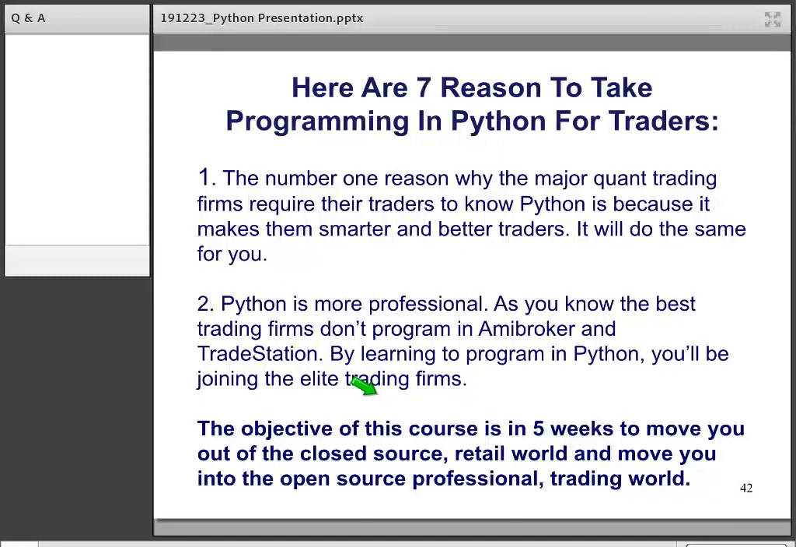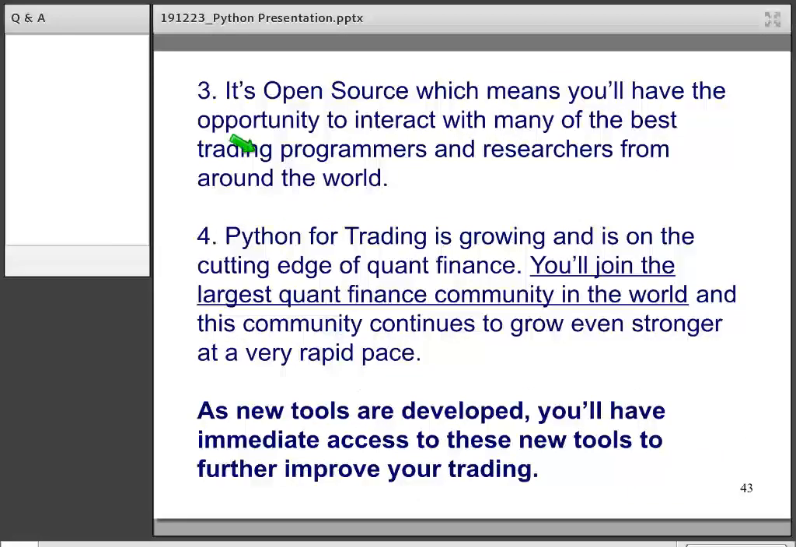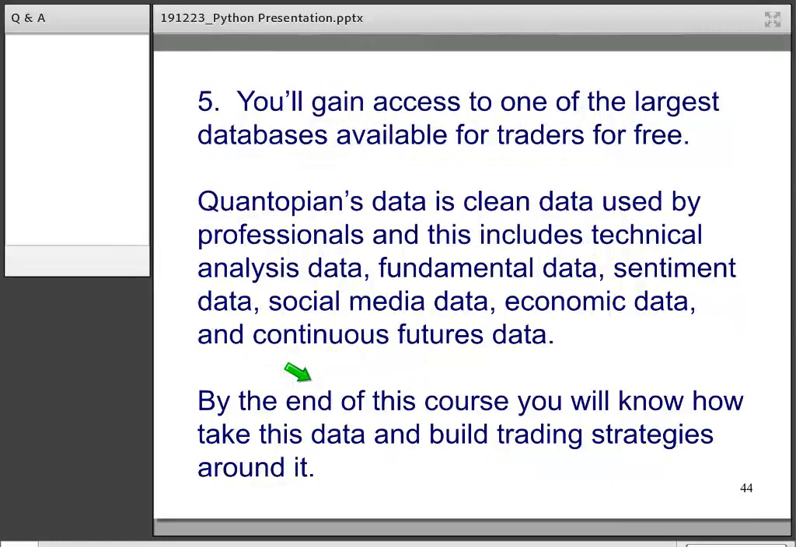The objective of this course is in 5 weeks to move you out of that closed source retail world that you have in AmiBroker or TradeStation, and move you into the open source professional trading world. Number 3, it's open source, which means you'll have the opportunity to interact with as many of the best trading programmers and researchers from around the world. Number 4, as you can see, it's growing, rapidly growing, and it's on the cutting edge of quant finance. You're going to be joining the largest quant finance community in the world. And this community continues to grow and become even stronger at a very rapid pace. As new tools are developed, you'll also have immediate access to these new tools to further improve your trading.